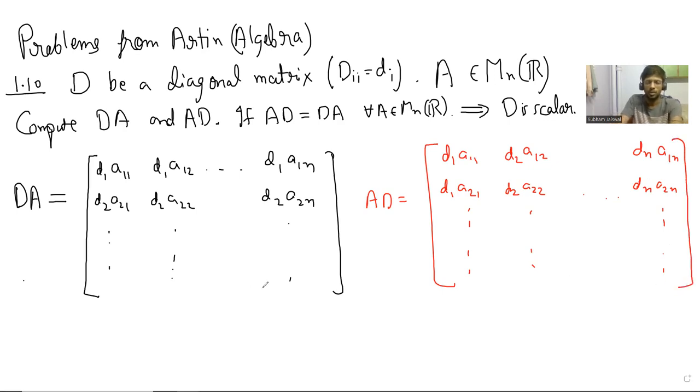So if it is equal for all A, then why is D scalar? Ria, tell us, why will D1 be equal to D2? Nagesh, is this question clear? Because now we have sort of moved into a slightly different question.